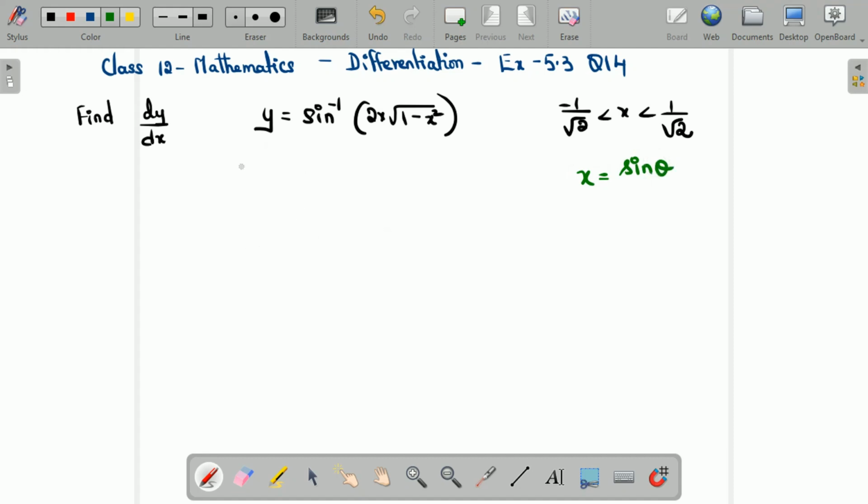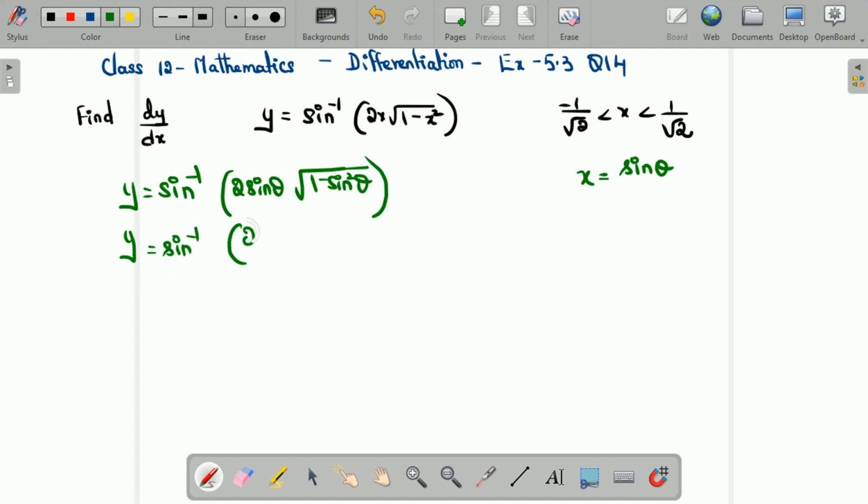Now let's see how y is modified. So y is equal to sine inverse of 2 into sine theta into root of 1 minus sine squared theta. So now let's simplify this. So y is equal to sine inverse of 2 sine theta into root of what is 1 minus sine squared theta, which is cos squared theta.